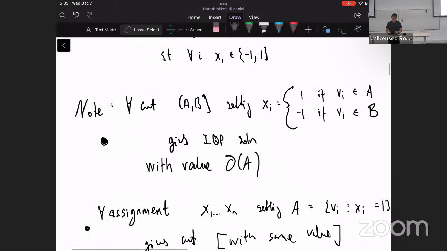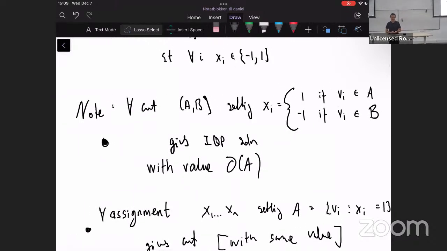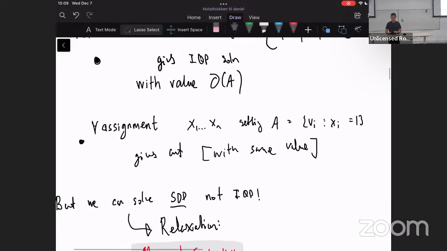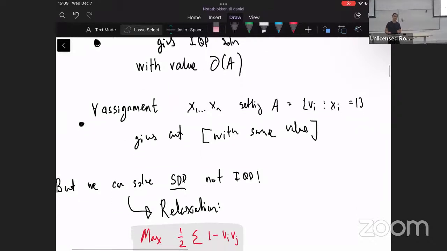So in particular, this shows that for any cut, if I set xi to be 1 if you're on the left side, minus 1 if you're on the right side, that gives you a solution to this IQP with value which is the size of the cut. And in the other direction, if I have a minus 1, 1 assignment to the variables, then setting A to be the ones that are set to 1 gives me a solution with the same value.